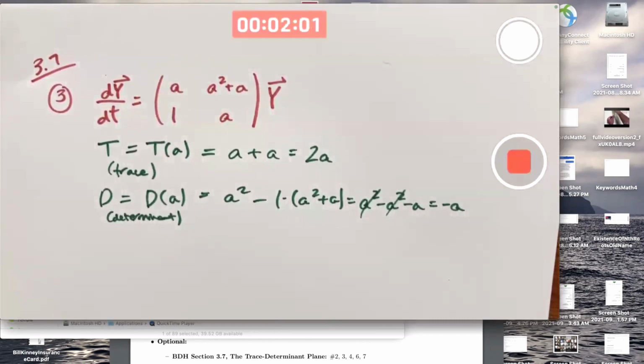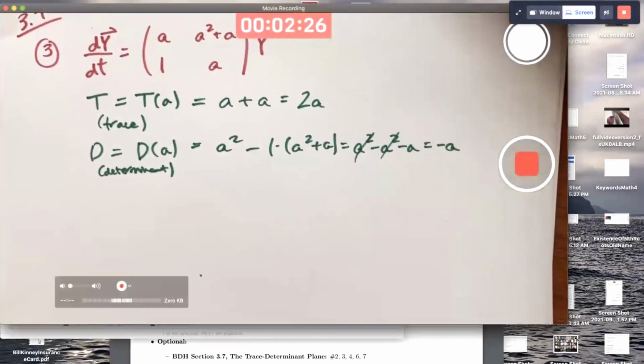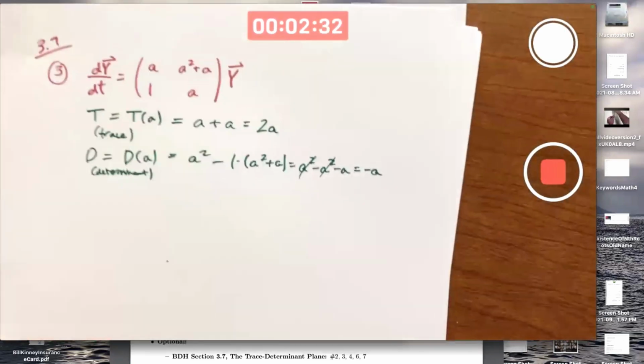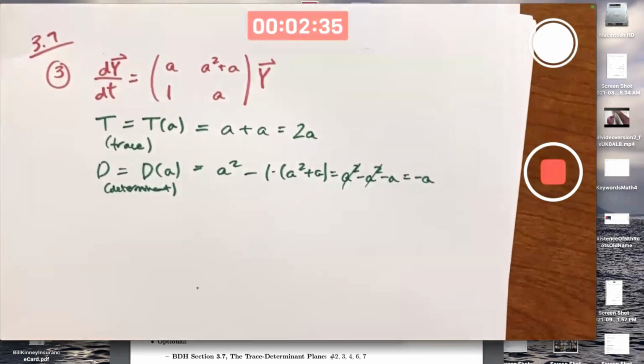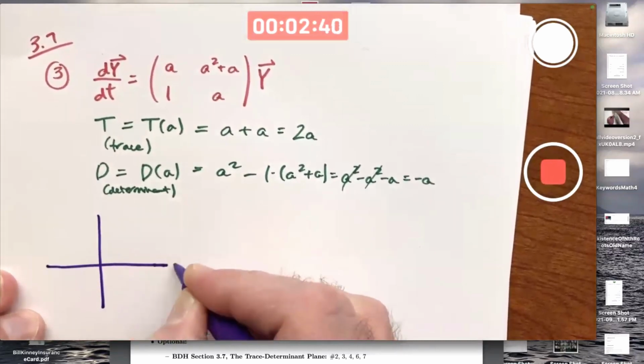What's the next thing to do? Somebody who's watched the lectures or did the reading well enough, do you know what to do next? Setting them equal to 0 can help, yep. But I think it's probably better to make a drawing first. And what drawing am I hinting at, you think? Trace determinant plane, yeah. Make a drawing of a plane called the trace determinant plane, where your axes are labeled T and D.